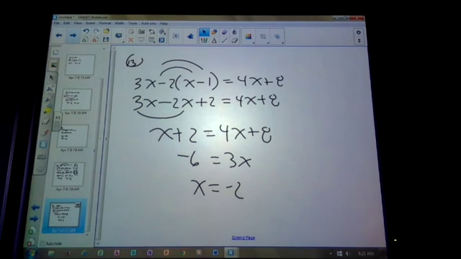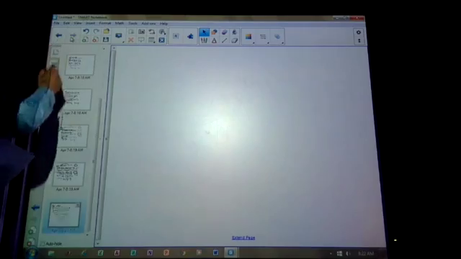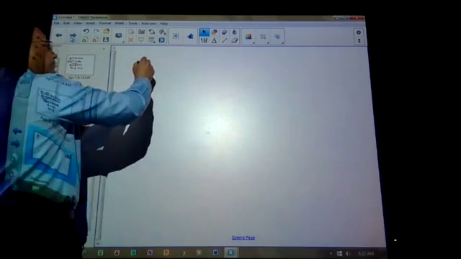$14 will not factor down. It won't factor, so it would be a prime problem for right now. Number 15.